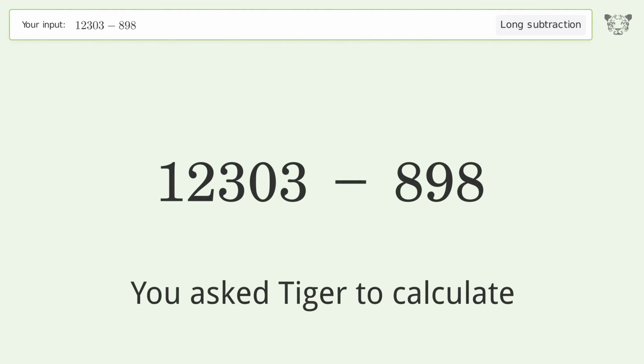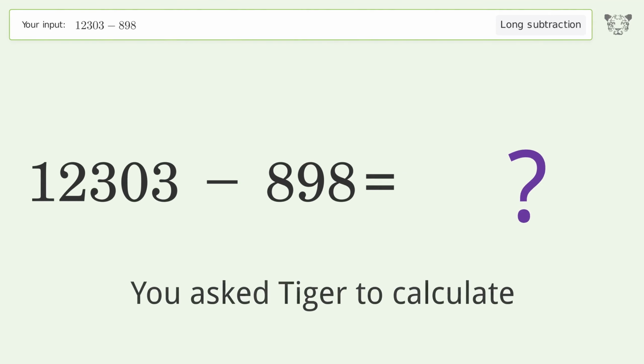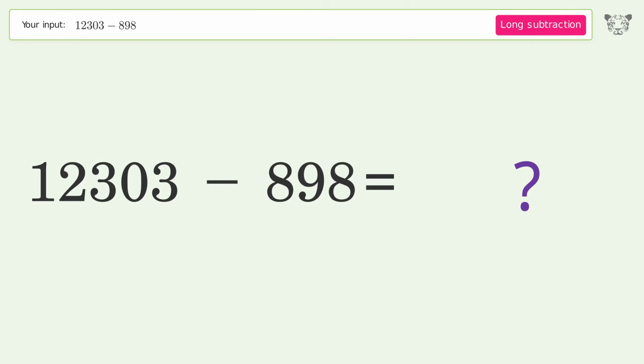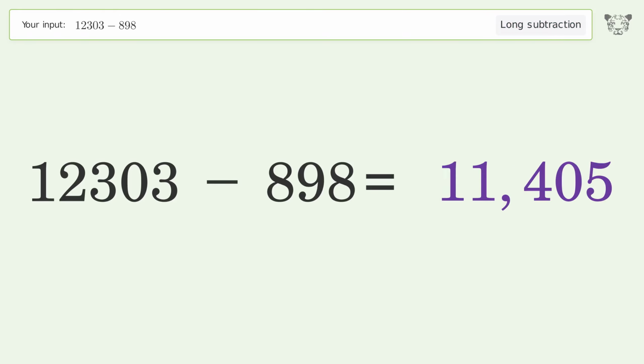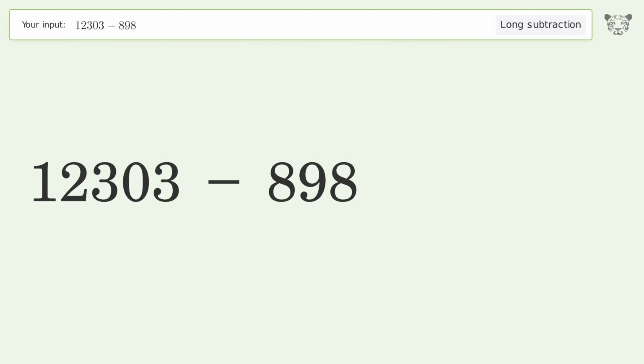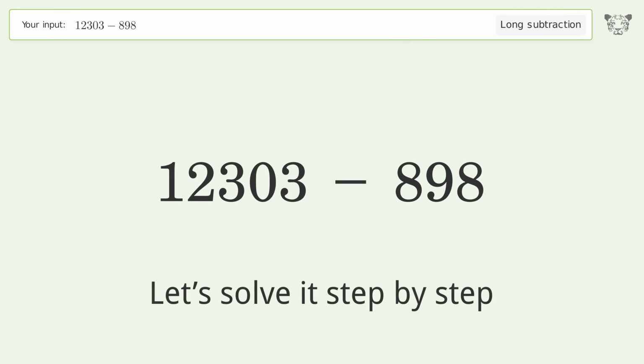You ask Tiger to calculate. This deals with long subtraction. The final result is 11,405. Let's solve it step by step.